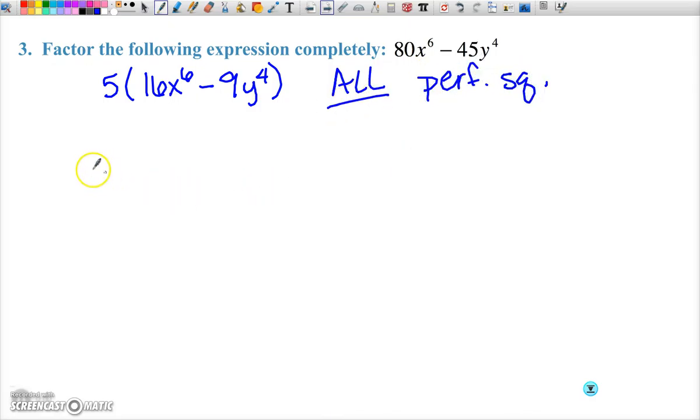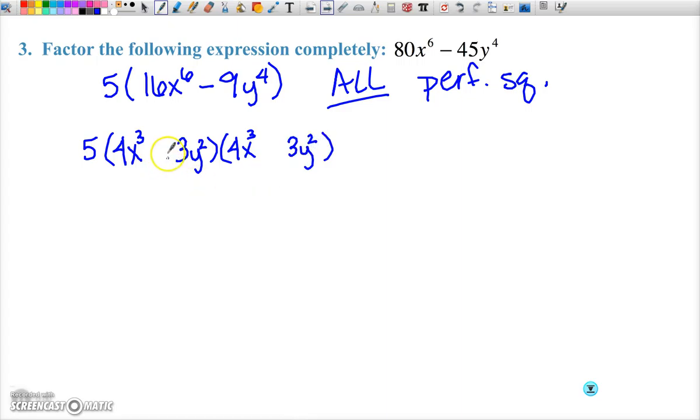And so since they are all perfect squares, we get to just make this little skeleton and fill everything in. So we take the square root of 16, which is 4, and the square root of x to the 6th, which is x cubed. And we're going to put that in both spots first. Square root of 9, which is 3, and the square root of y to the 4th, which is y squared, and that goes in the second spot. And you have to make one positive and one negative because it's the only combination that will give you a negative number. And there is your factored answer.